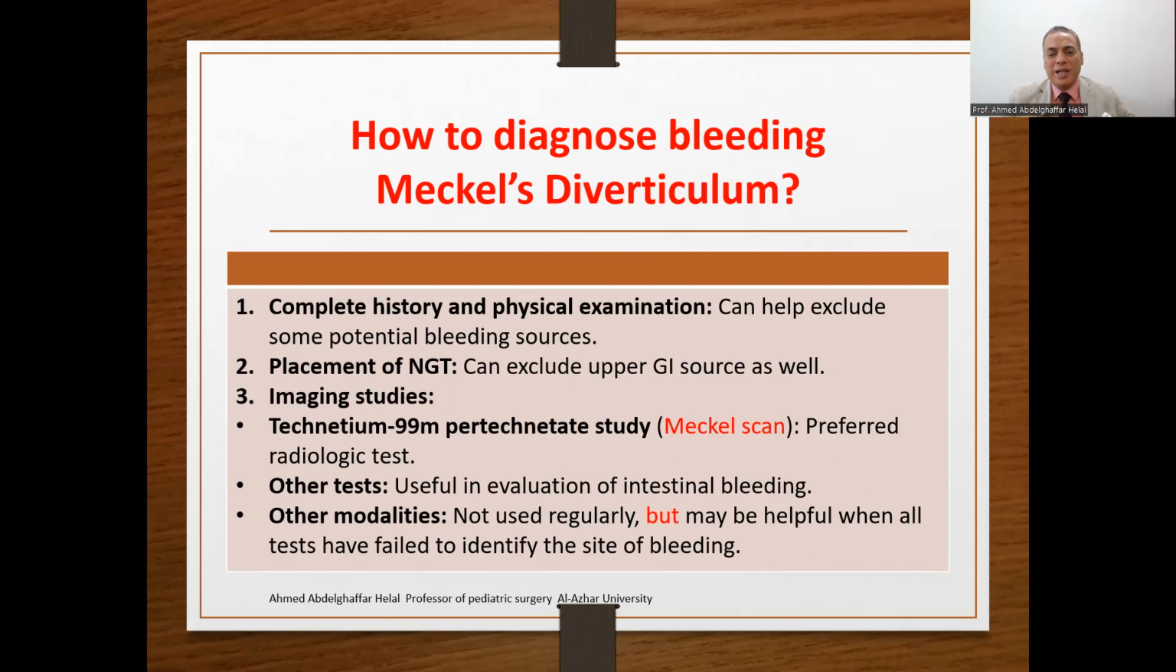Also, there are some other modalities not used regularly but which may be helpful when all other tests have failed to identify the site of the bleeding. So you deal with a case of lower gastrointestinal bleeding in a child. You must put together the differential diagnosis. You should follow a systematic approach, trying to identify whether this bleeding may be related to a complicated Meckel diverticulum.